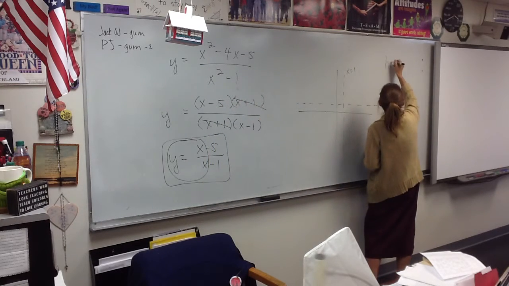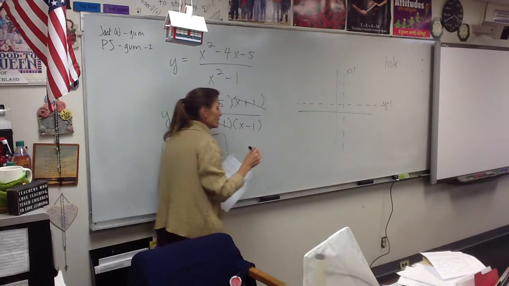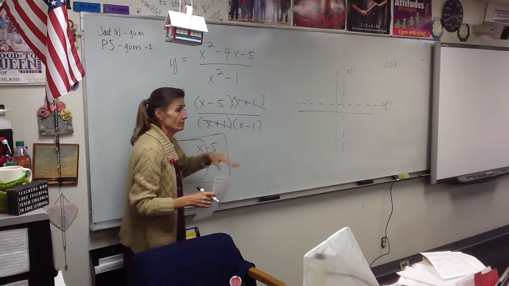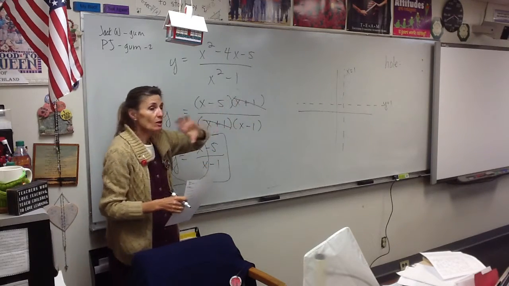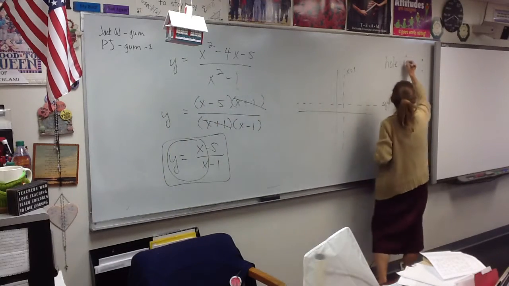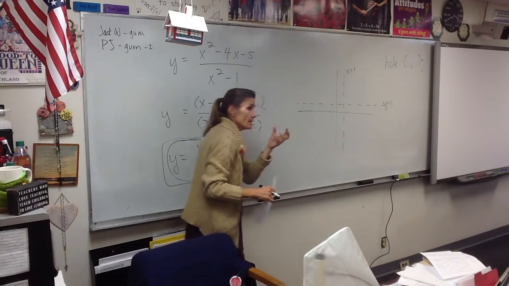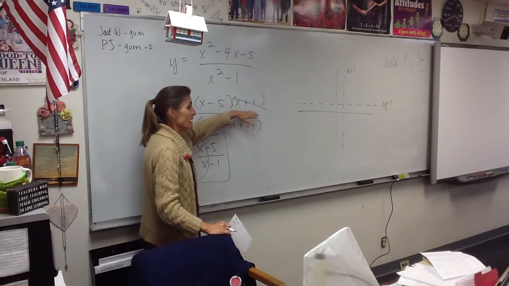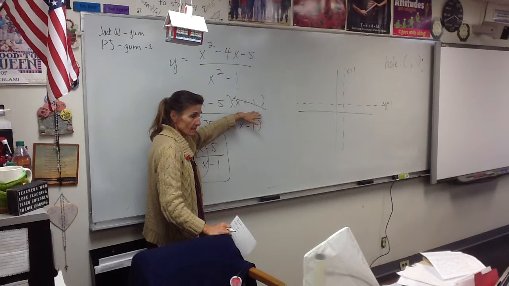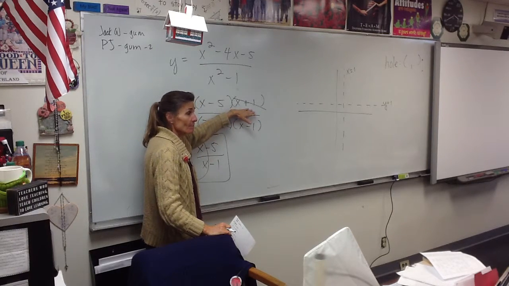The hole happens where you cancel. So we canceled out x plus 1. If you cancel out anything, you're going to have a hole. The hole is simply an open point in the picture. It's a point. Does anybody want to guess what the x-coordinate of the point is? Not 1, negative 1.